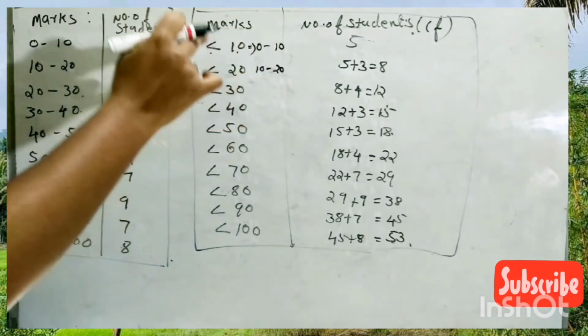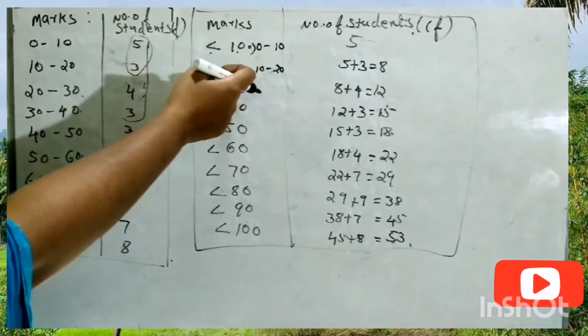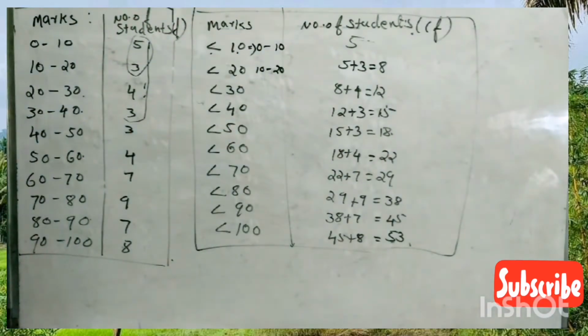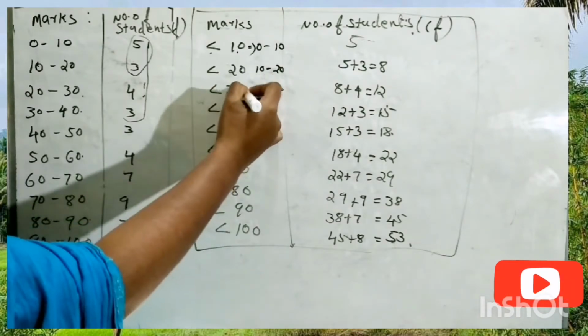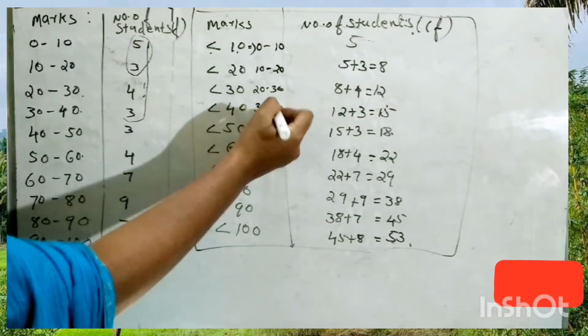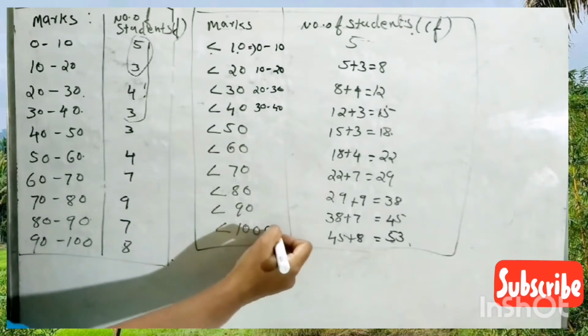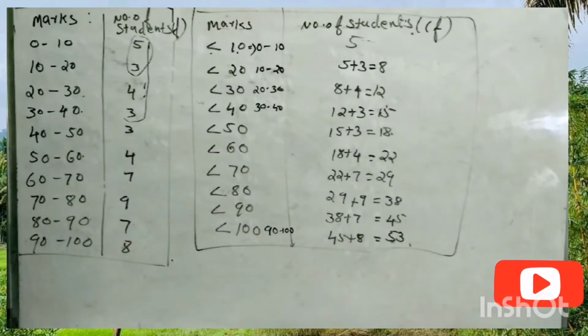Okay, the last upper limit and this upper limit, 10 to 20. And here we will write 20 to 30. And this is 30 to 40. And the last one is 90 to 100. For the first one only we will write 0 to 10, and for the remaining we will write 10 to 20, 20 to 30, 30 to 40. Or don't write it as 0 to 20 or 0 to 30, 0 to 40. In that way don't write. You should write it as 0 to 10, 10 to 20, 20 to 30, 30 to 40.